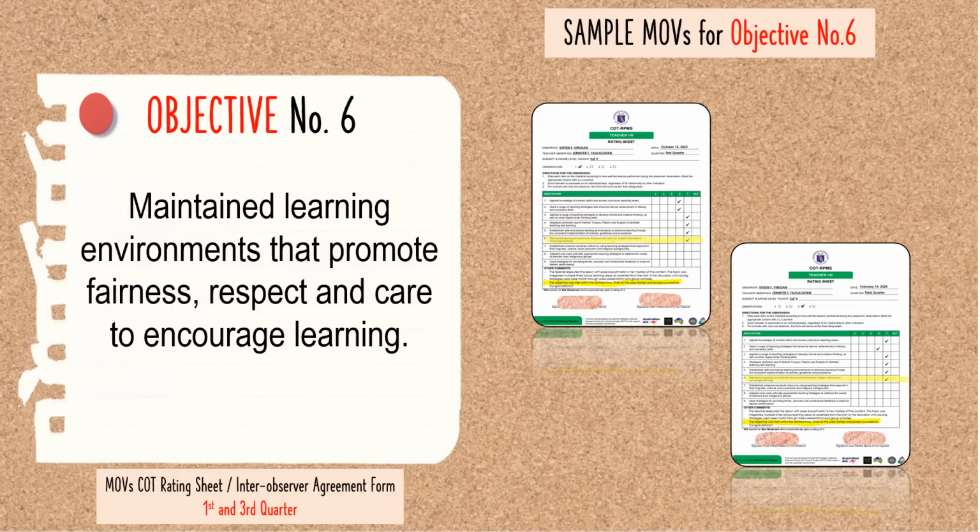Objective number 6, maintain learning environments that promote fairness, respect, and care to encourage learning. So this objective po is indicator number 6 sa ating rating sheet ng first and third quarter. So yun po ang i-highlight natin at i-attach dito sa ating portfolio.